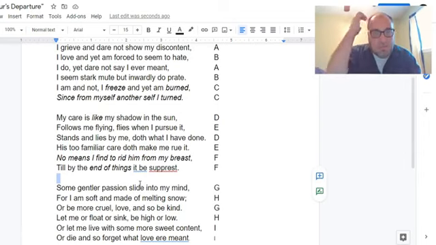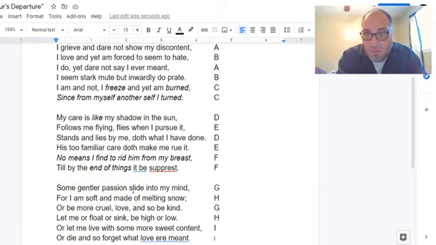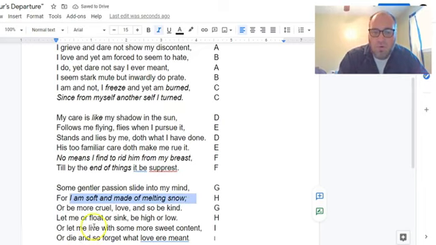And then it brings us to the third stanza, where she starts begging or asking for change. She says, some gentler passion slide into my mind, for I am soft and made of melting snow. Again, we got a metaphor here. And that's going to be an important metaphor. Or be more cruel, love, and so be kind. This is a paradox. So I'm going to italicize that.